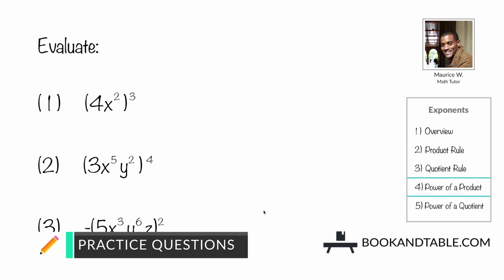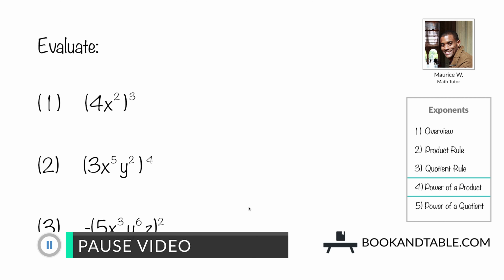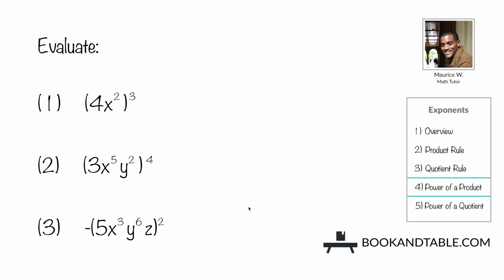Let's have you do a few practice questions. Evaluate question number 1, 4x squared to a power of 3. Question number 2, 3x to the 5th y squared to a power of 4. And question number 3, negative 5x to the 3rd y to the 6th z to a power of 2. Pause the video, answer these questions, and then press play when you are ready to begin.